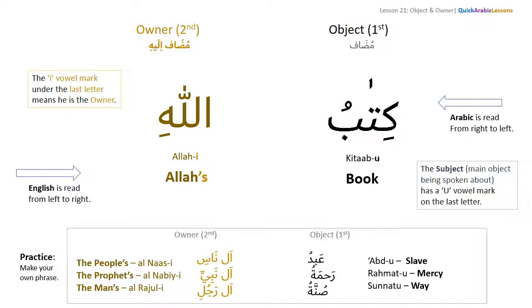Let's look at another one. Let's look at the word Sunnah. Sunnah means a way. Now, the Sunnah of the Prophet. Okay, so you would say Sunnatun Nabiyyi. The Prophet's way.